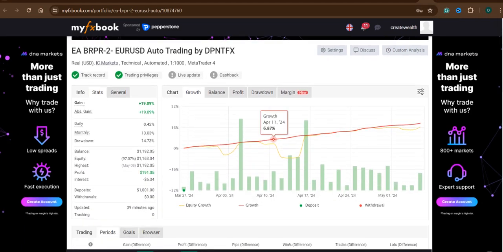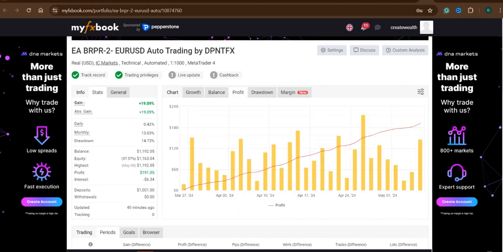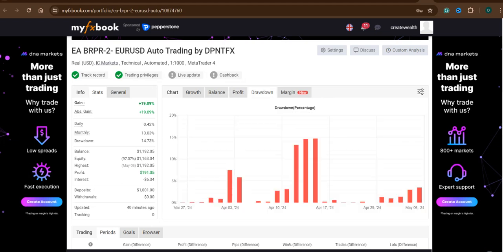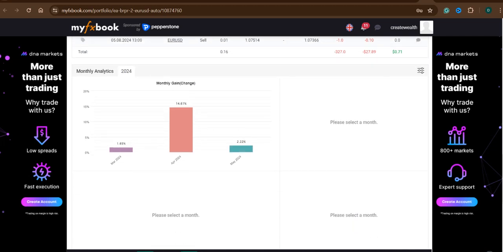And the account I just showed you, this is the FXBook of that one. This is the growth graph, this is the balance graph, this is the profit graph, and this is the drawdown graph. So far the maximum drawdown has been 14.73%. The monthly return is 13% as of now. This could increase, this could decrease, that depends on situation to situation. This is the floating, as you can see.